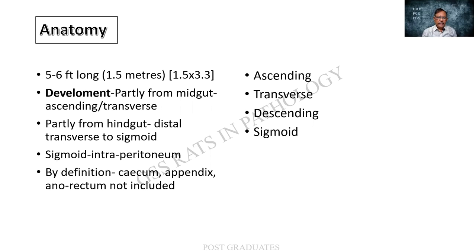By very strict definition, these parts, the cecum, appendix, and anorectum, are not involved in the colon. But for surgical pathology, it would be better that we include these for a complete examination and report. On my right, I am finding the parts of the colon, namely the ascending, the transverse, descending, and the sigmoid colon.